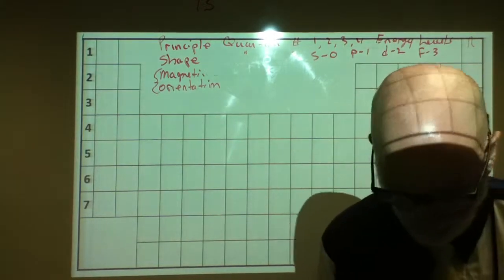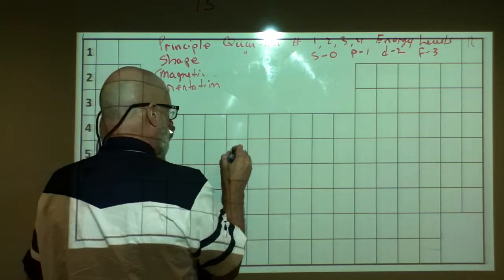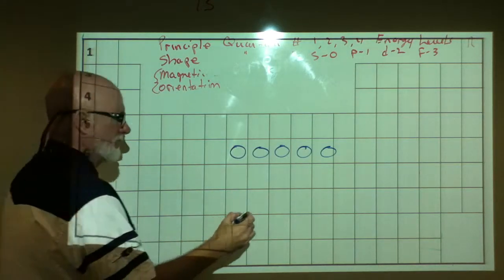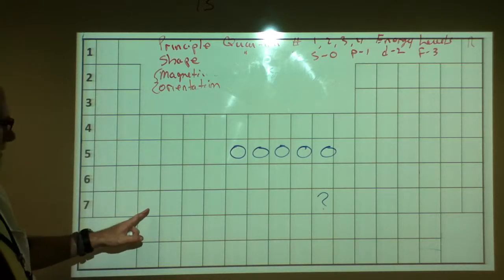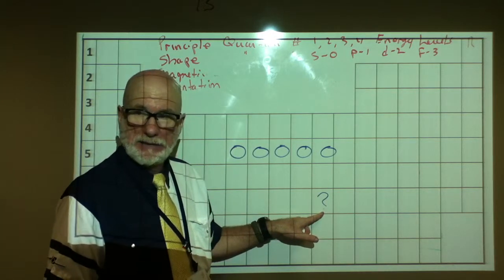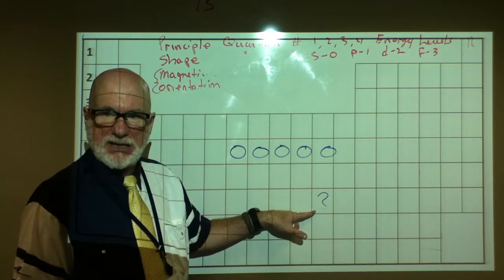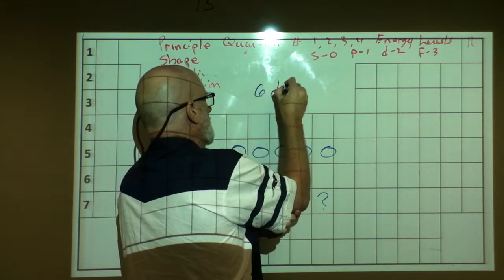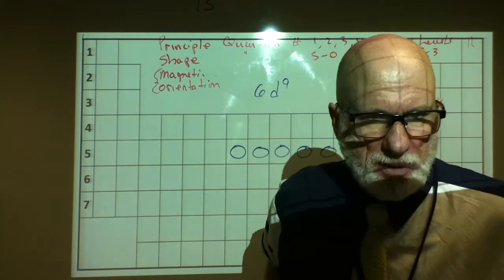So what I'm going to do is erase this, and let me do a D. D is easier to explain. That's D, right? Let's pick this element here. What is this? 1, 2, 3, 4, 5, 6, 7, 8, 9. It's going to be 6D9. The first thing you do is you say 6D9. You write down the final orbital, the suborbital, right?